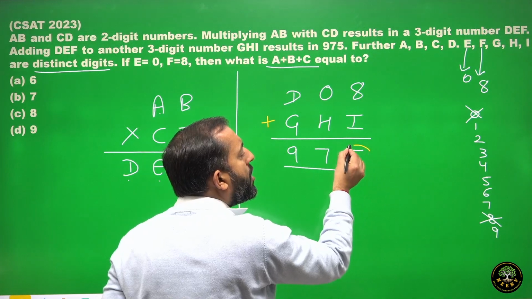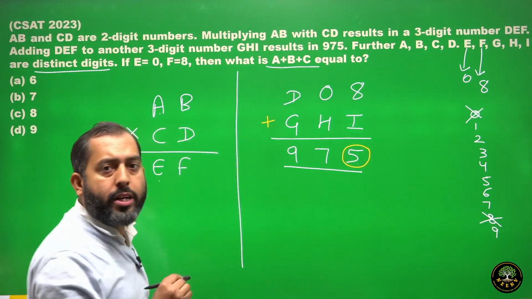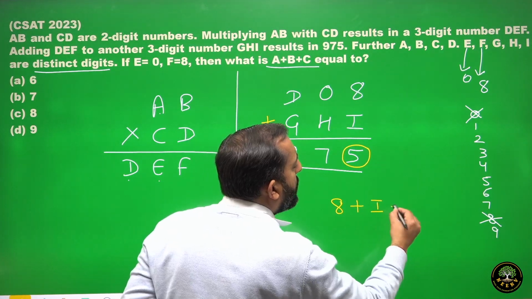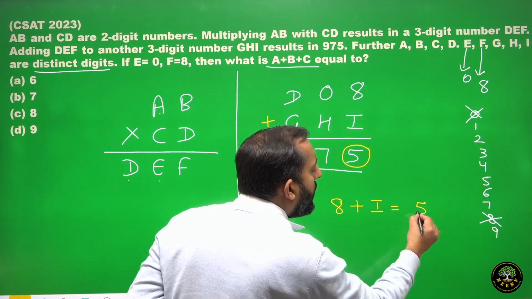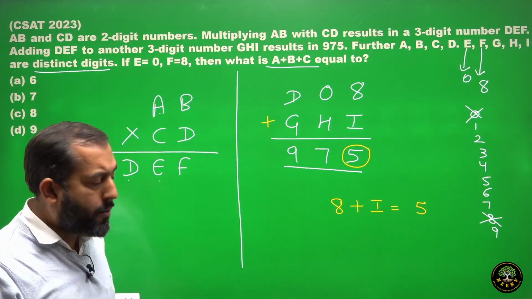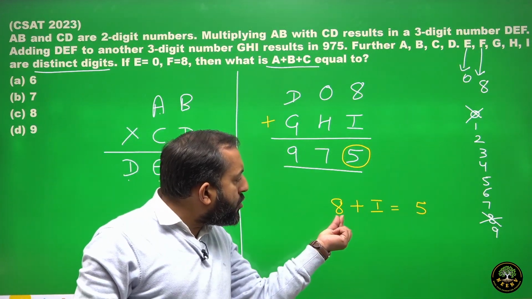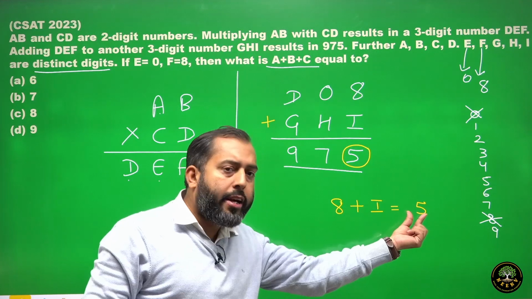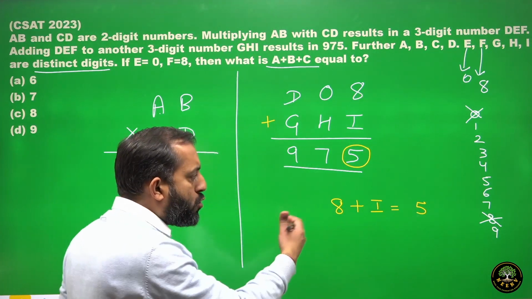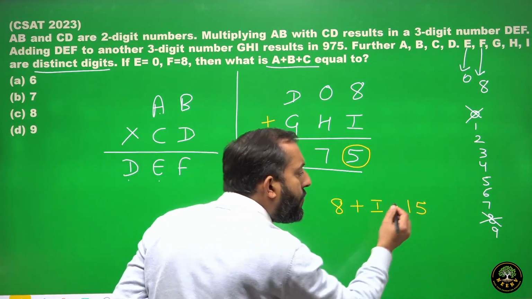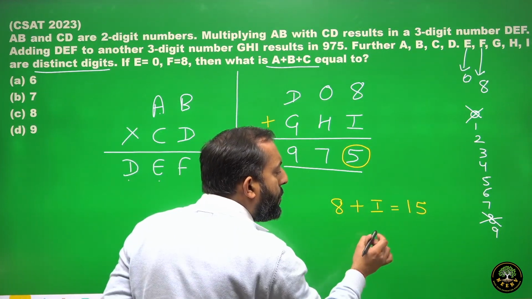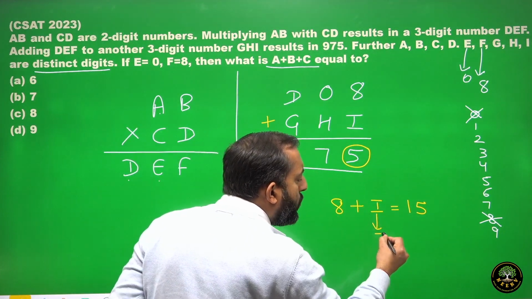must produce a result having 5 as the unit digit. Now 8 is already more than 5, which means my answer over here cannot be 5 only. It has to be more than 5. It has to be 15. Now if 8 plus I is 15, then definitely I should be 7.